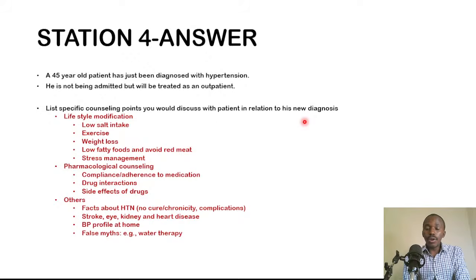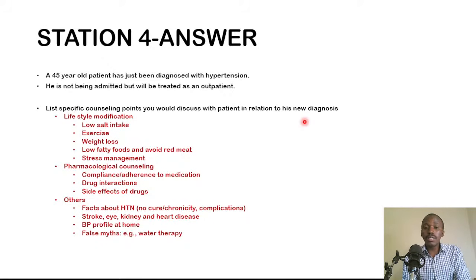Then you're also going to be looking at your pharmacological counseling. What is very important is this patient must adhere to the treatment, compliance and adherence. Now, this is one thing that most hypertensive patients must know, is that even if they are not feeling okay, they should take the medication. Even if they're feeling okay, they still should take the medication. Whether they're okay or they're not, that's a very important point to actually put across.